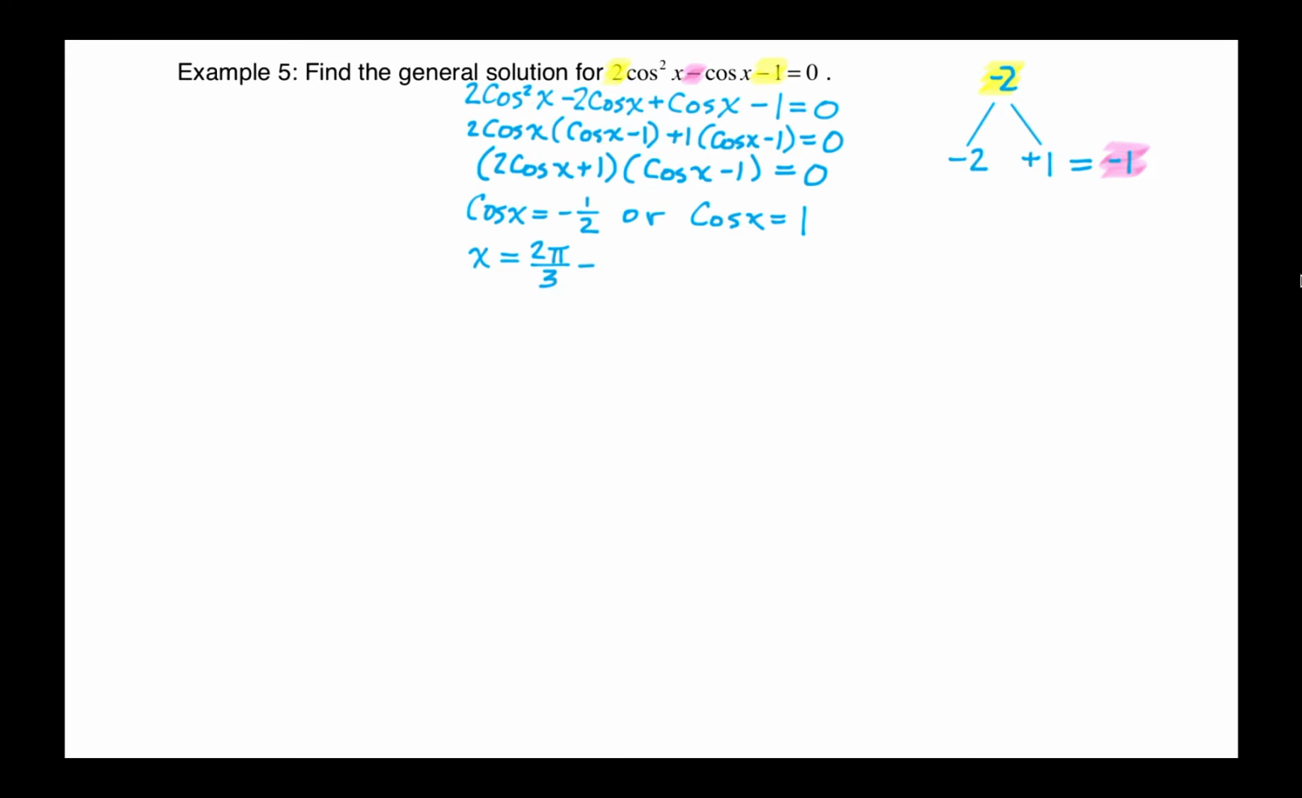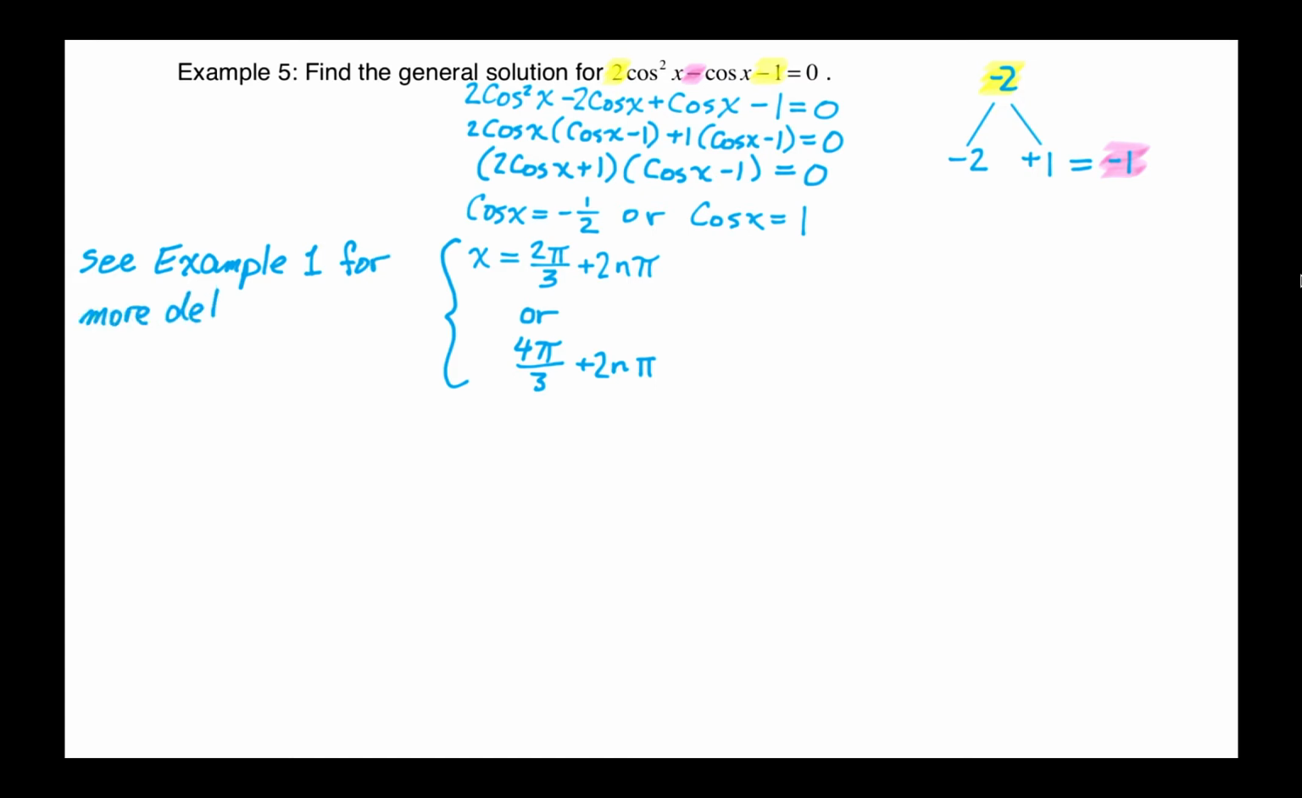All right, so we've already solved this first one, cosine x equals -1/2, in a previous example. So I'll just refer you back to example number 1 in case you've forgotten where that came from. And there's a more detailed solution there.